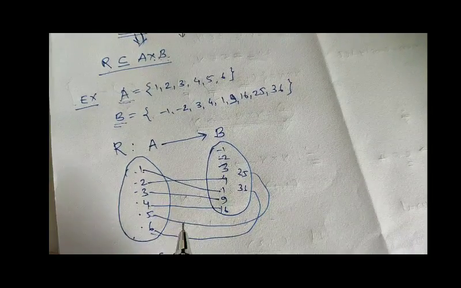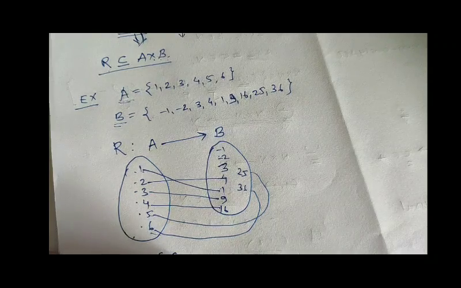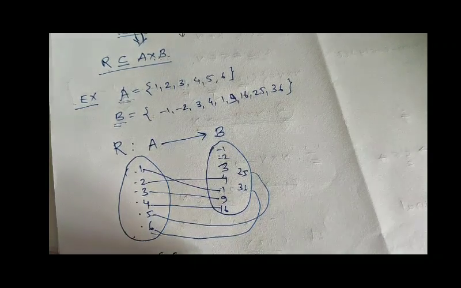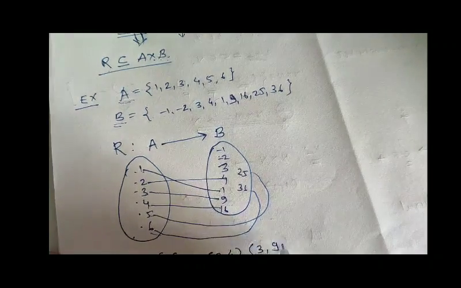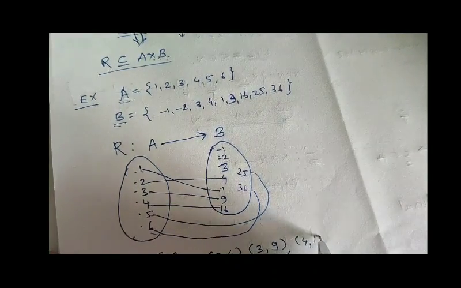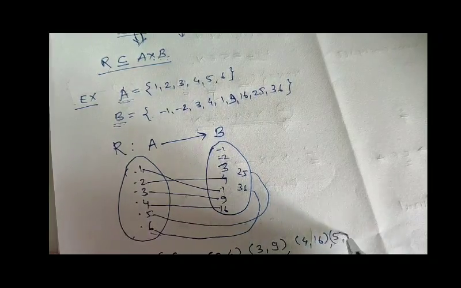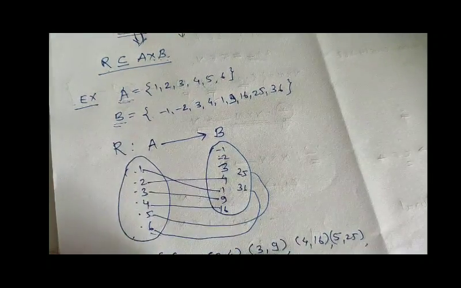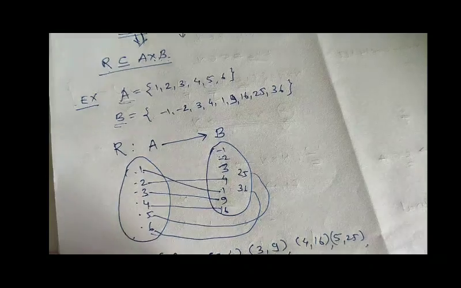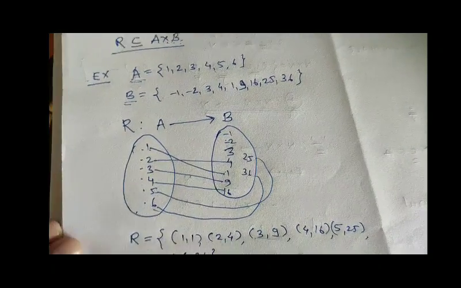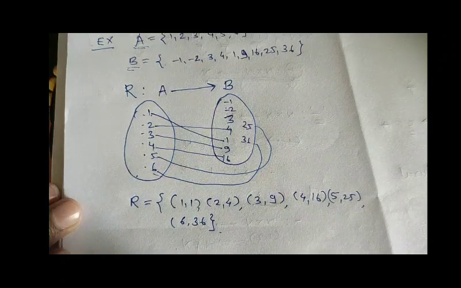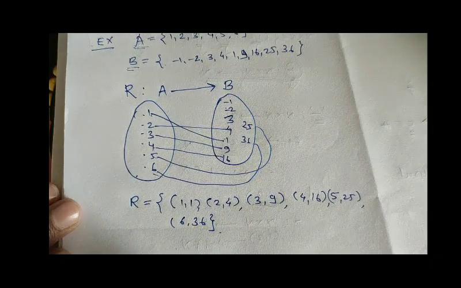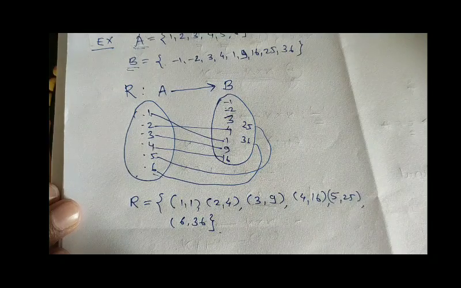So which terms do we have to take here? 1, 1; 2, 4; 3, 9; 4, 16; 5, 25; 6, 36. So only those terms we have taken which indicate the square of set A into the set B.